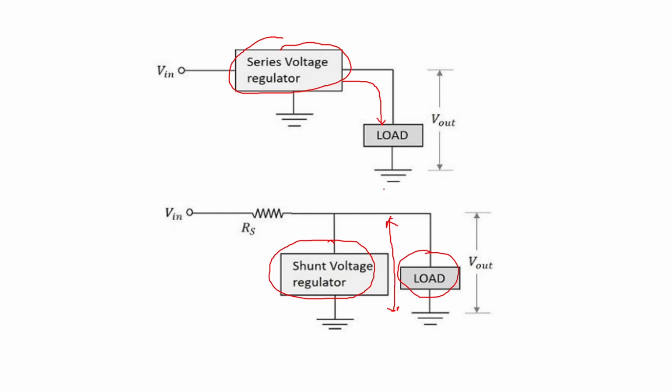So if the voltage regulator circuit is in series with the load, it is called a series voltage regulator. And if the voltage regulator circuit is in parallel with the load, then it is called a shunt voltage regulator. So these are again two types of voltage regulators.